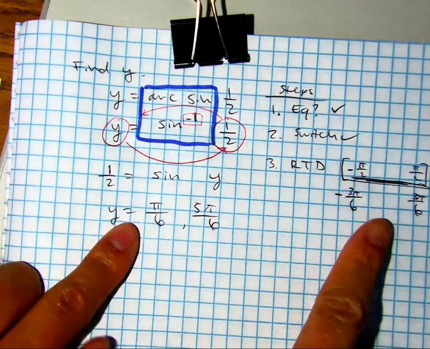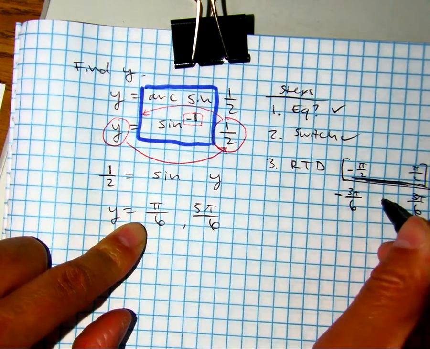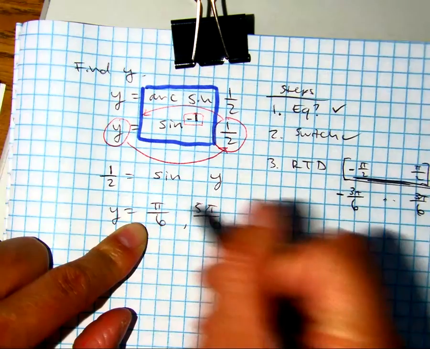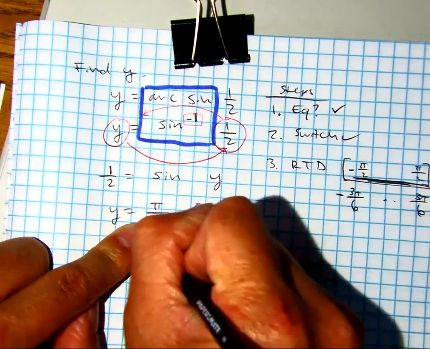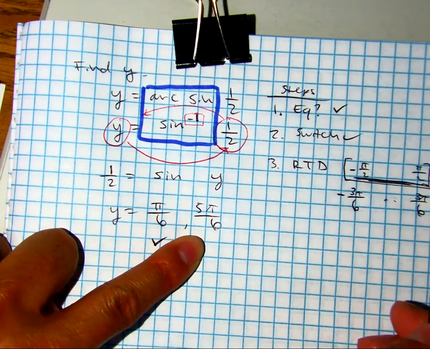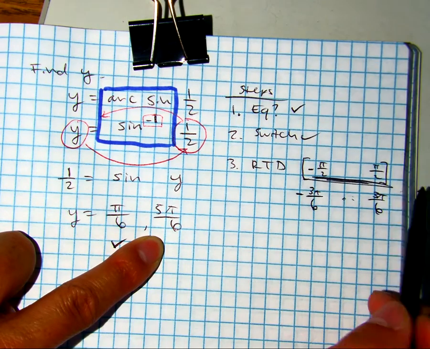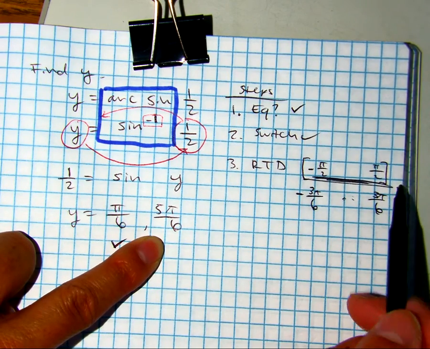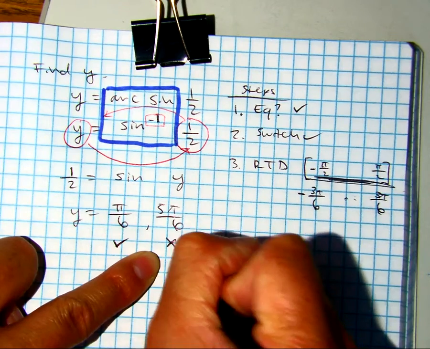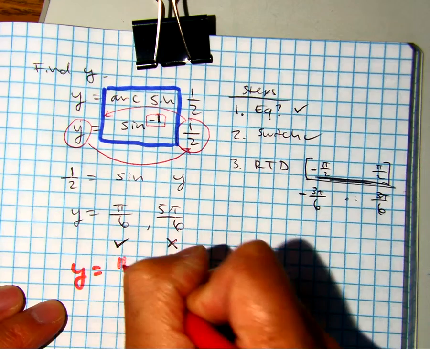Class, yes or no, is pi over 6 in here? Yeah, it's right there. There's 0, and that's like 1. Does that make sense? 1 pi over 6. So yes, it is. How about 5 pi over 6? It's way outside here, right? Could I add or subtract 12 pi over 6? No. So then our final answer is y equals pi over 6.